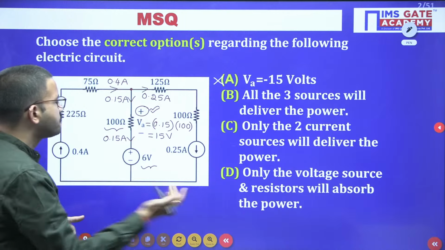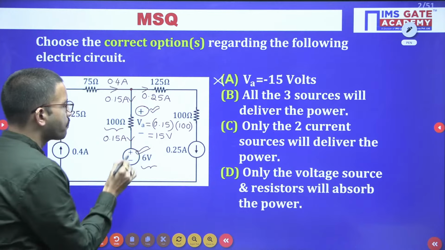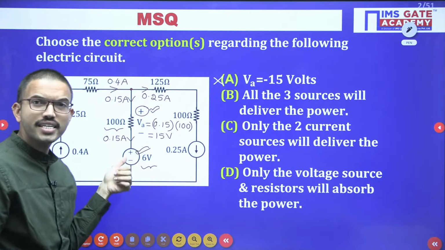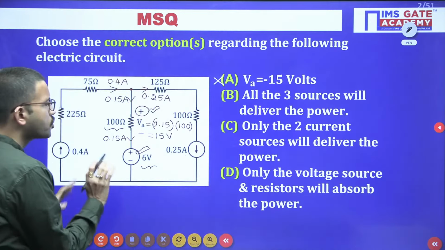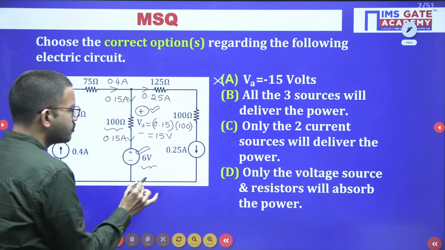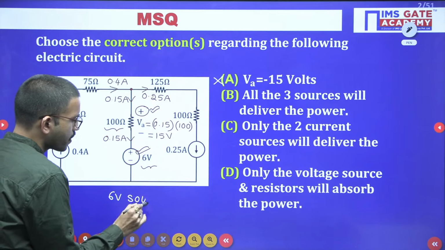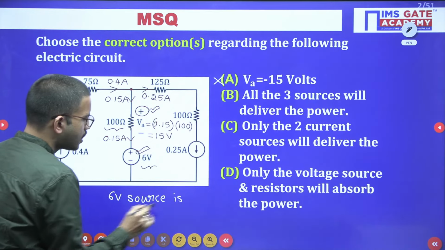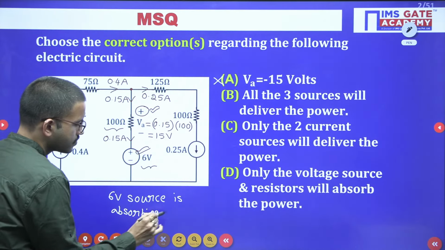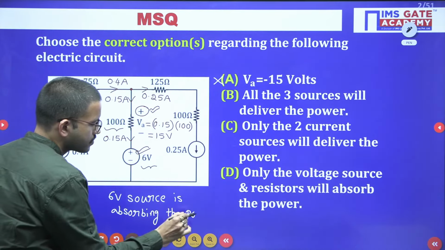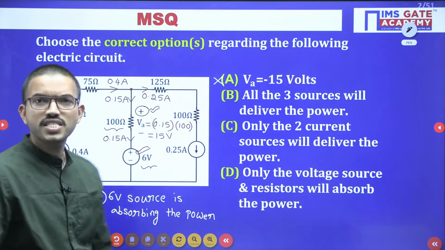So in this particular case, you are having a 6 volt source. If you observe the voltage source polarity, the current enters at the positive terminal. So that means it is absorbing. Right? So as of now, you come to know that here the 6 volt source is absorbing the power. This is a very interesting thing.